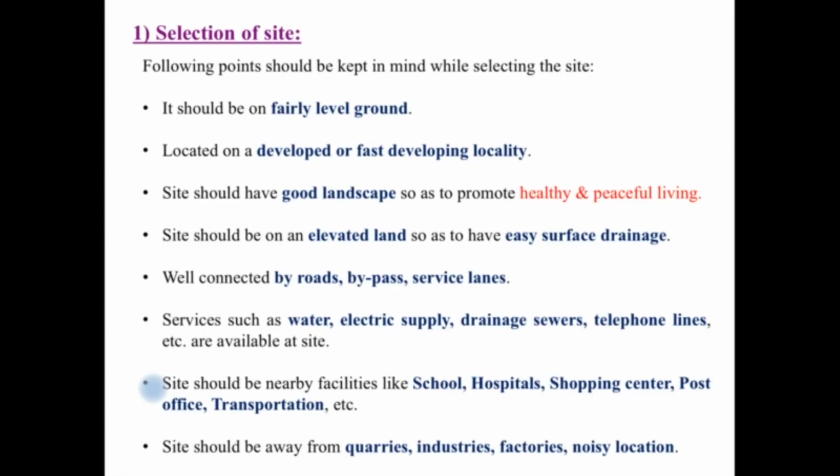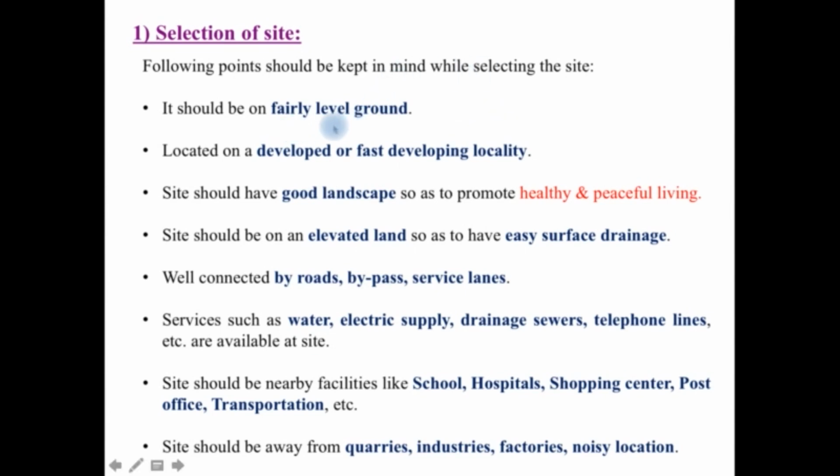First one is the selection of site. If you have decided to construct a building, now is the time to look for a proper plot to construct that building. These are the main points we should take into consideration. Fairly level ground is more appropriate for the construction of a residential building, but it is not a very strict rule that fairly level ground is required.